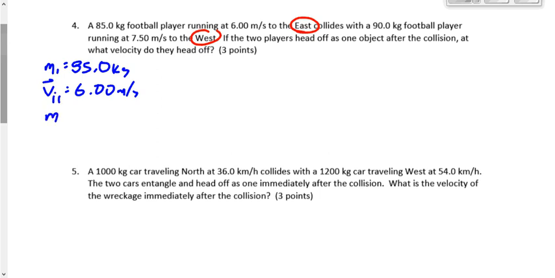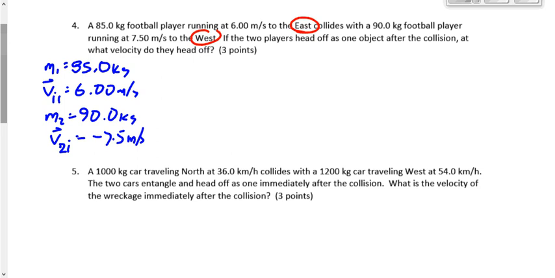Now my 90 kilogram football player is my second object, M2, and his initial velocity, V2I, we're going to make it negative 7.5 meters per second. Good? Negative, because I'm making west negative and east positive.